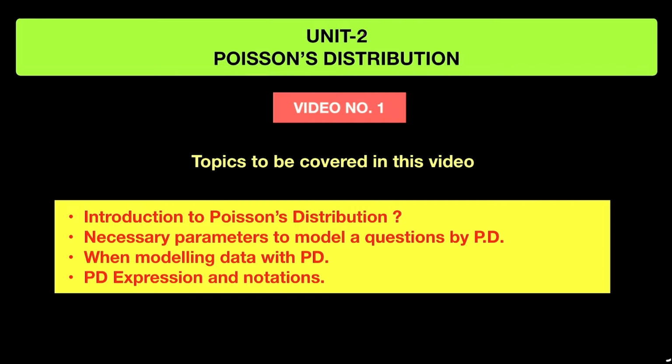In today's video, we are going to cover 9709 Mathematics Paper 6 Unit 2, Poisson Distribution. This is your video number 1 and the topics which we are going to cover in this video are: Introduction to Poisson Distribution, necessary parameters to model a question by Poisson distribution, things which we need to take care of when modeling data with Poisson distribution, and Poisson distribution expression and notations. Let's start without wasting time.